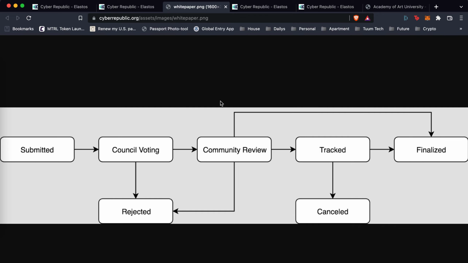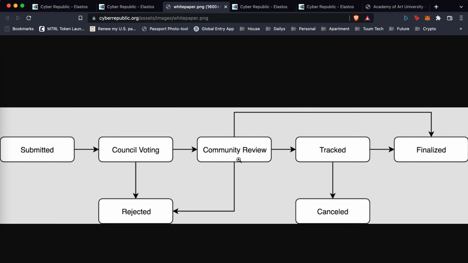But the idea is that this is the entire flow of how a proposal goes through the different processes, from the submission, from the suggestion period, over to voting, over to community review. One thing to note is council voting is also for 7 days. The council can vote on the proposal, and if enough council members vote, if the proposal receives 2/3 of the vote, then it gets to the community review period, which is another 7 days.